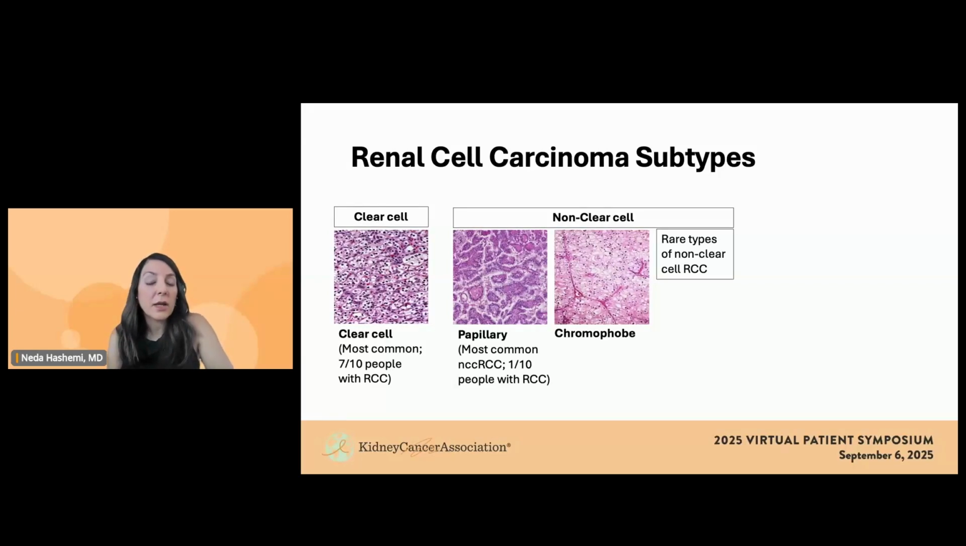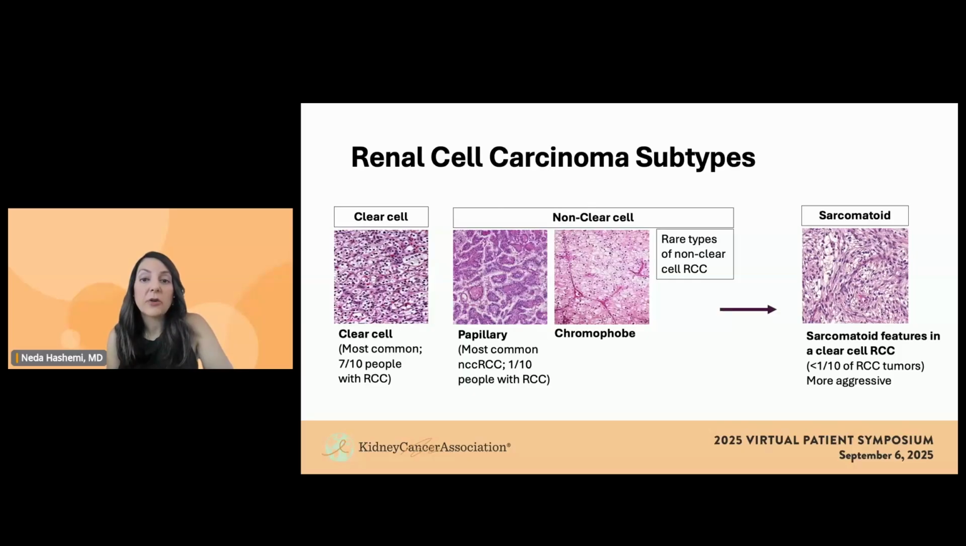And then there are the rarer types of non-clear cell RCC. I didn't put them all down. There are several of them, such as collecting duct carcinoma, renal medullary carcinoma, translocation RCC. We even have a subtype that we call unclassified, not otherwise specified RCC. Now, all of these different subtypes can have features that we call sarcomatoid. This is a picture of a sarcomatoid feature in a patient with clear cell RCC. Sarcomatoid features are seen in less than 1 out of 10 RCC tumors.